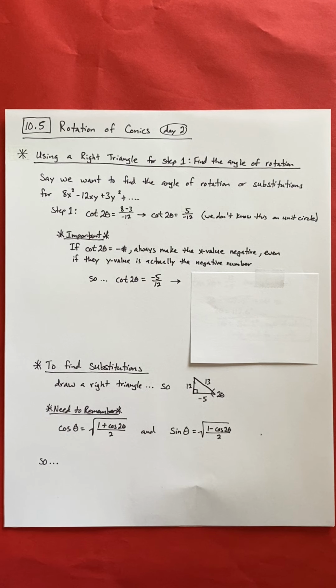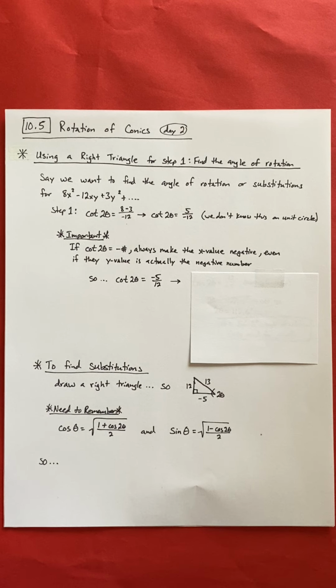All right, so 10.5 day 2. So we looked at yesterday the steps, and hopefully you know them. If not, take a second, see if you can run through them. Think about what is step number 1 when I'm trying to eliminate the xy term. Do I remember what that is? Do I remember it's cotangent of 2 theta is equal to a minus c over b?